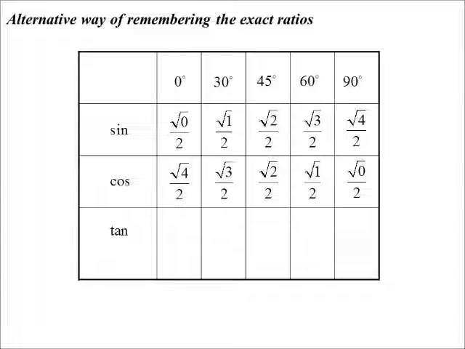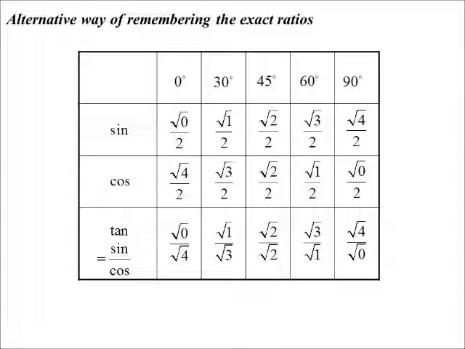And then to get tan, remembering that tan can be written as sine divided by cosine, then it's just the numerators divided by the numerator. So I have root 0 on root 4, root 1 on root 3, root 2 on root 2, root 3 on root 1, and root 4 on root 0. Ooh, yuck. Tan of 90 does not exist. Can't have 0 on the bottom of a fraction. So that's another way of remembering those exact ratios.